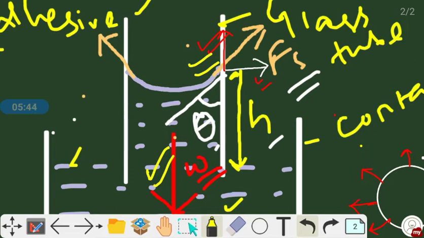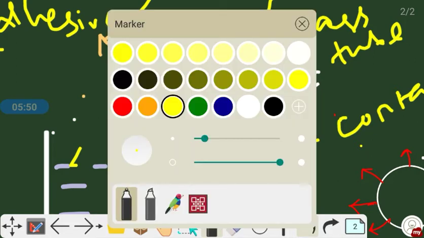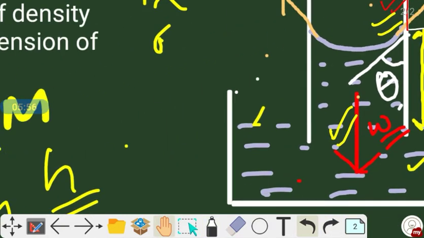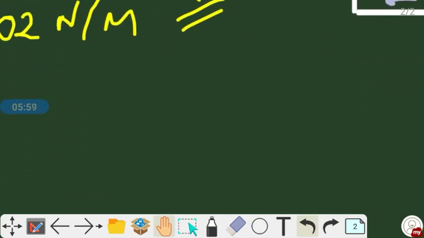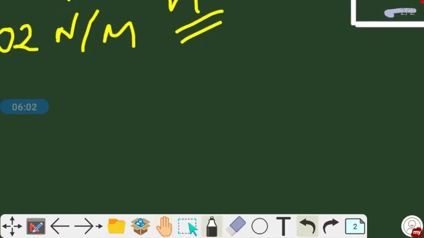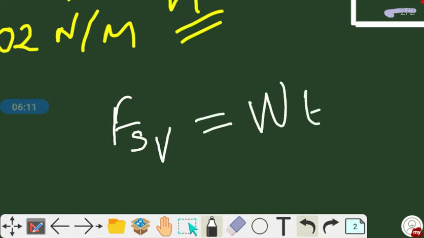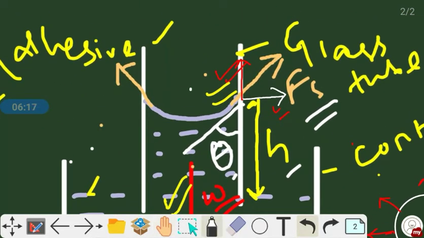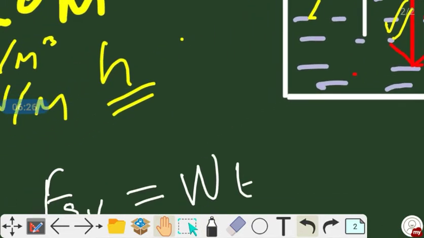Okay, so now let's balance the vertical component of the surface tension force with the weight. From our analysis we can write that the vertical component of surface tension force will be equal to weight. This is our observation. The vertical component of the surface tension force will be equal to the weight, then only it will balance out each other. So now let's balance them.